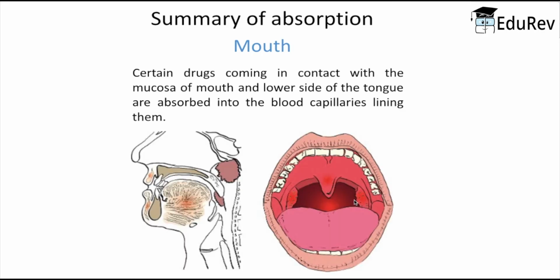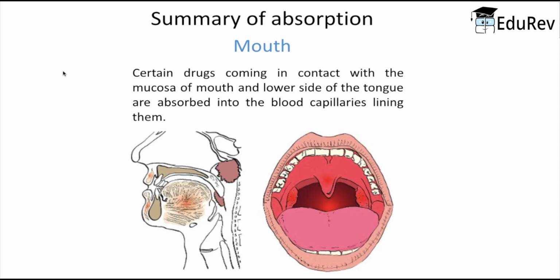So now let us summarize the absorption process in all the digestive parts. We will start with the mouth. Here in the mouth, certain drugs that come in contact with the mucosa of the mouth, if you keep them on the lower side of the tongue, are absorbed directly into the blood capillaries.